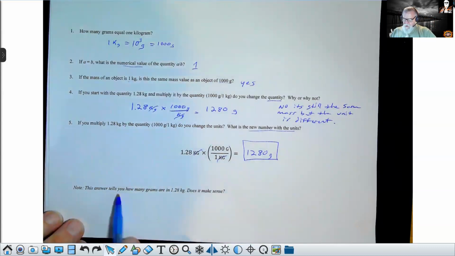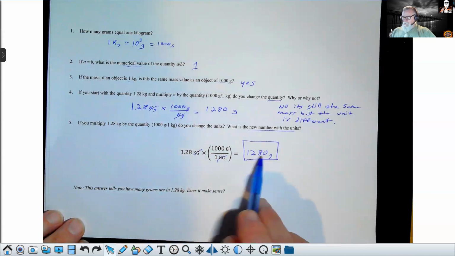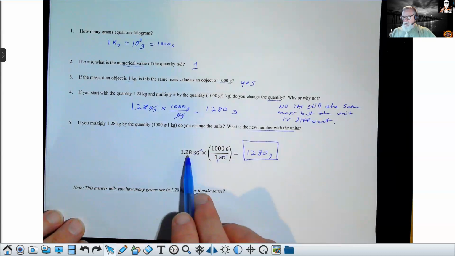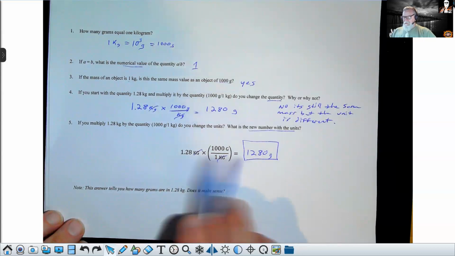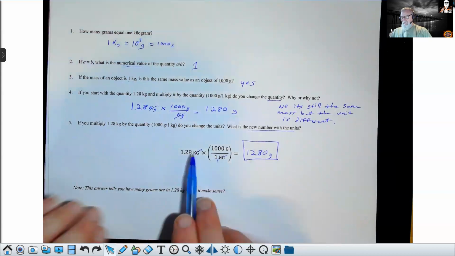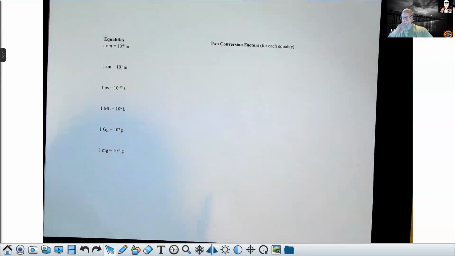Note the answer tells you how many grams are in 1.28 kilograms. Does it make sense? Yeah, it makes sense that there's 1,280 grams in 1.28 kilograms, because this unit is 1,000 times bigger than this unit. So yeah, it does make sense.